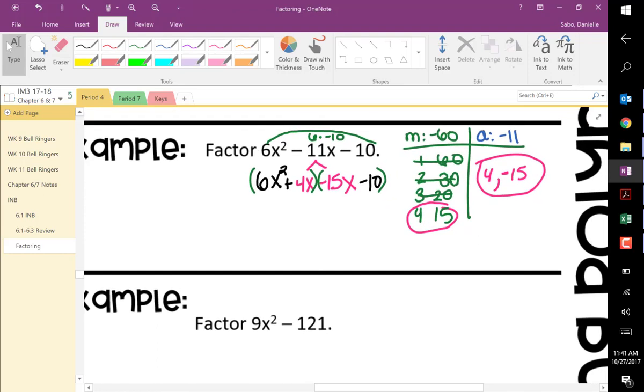Now I was told that the GCF for this guy, I'm going to put GCF over here, is 2x, and you're correct. Now go in order. What is 6 divided by 2? 3. What is x squared divided by x?